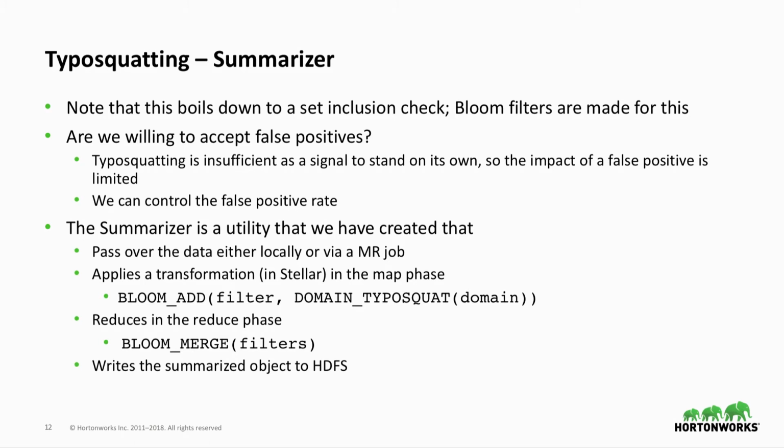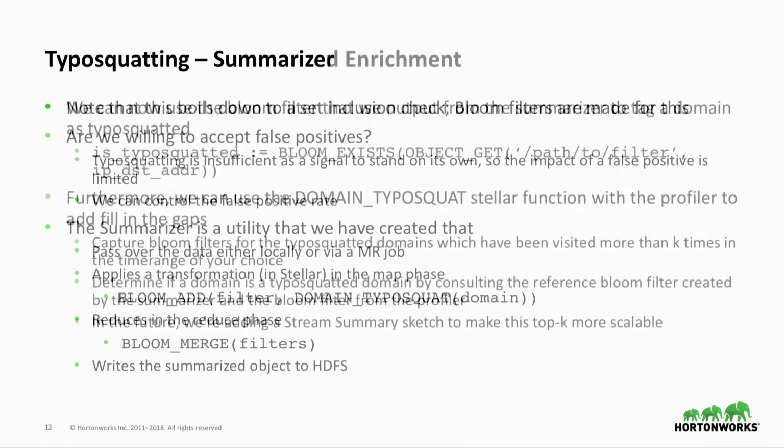The summarizer is a utility that we've constructed in Metron that will allow you to use Stellar and the tools inside of Metron to build this summary object. Specifically, in our case, it's a Bloom filter. It could be another kind of summary object, like a statistical distribution using T-digest, or HyperLogLog Plus for doing things like cardinality checks. But in this case, we're using a Bloom filter, and we're going to write that summarized object to HDFS.